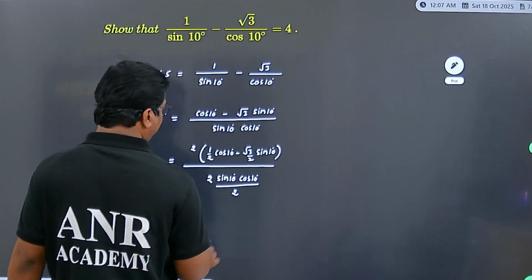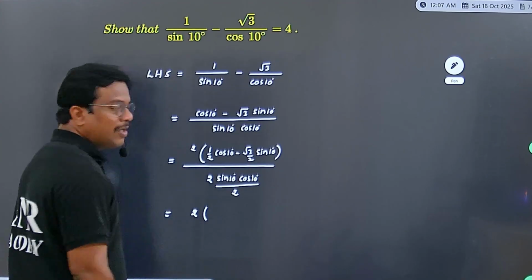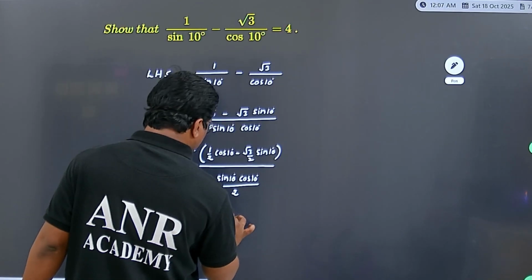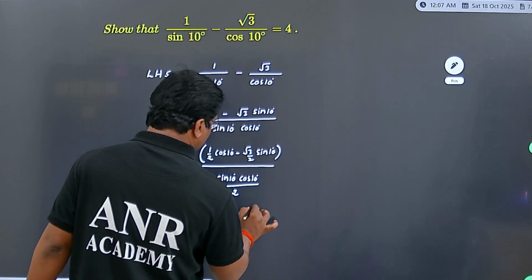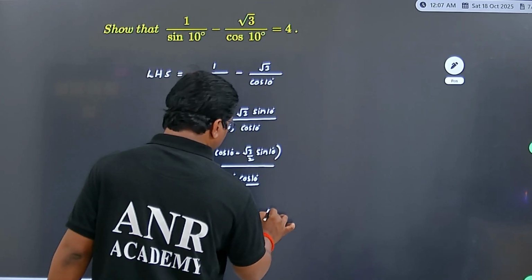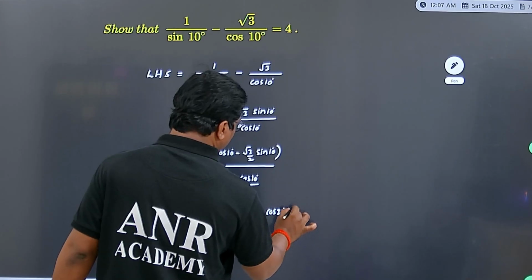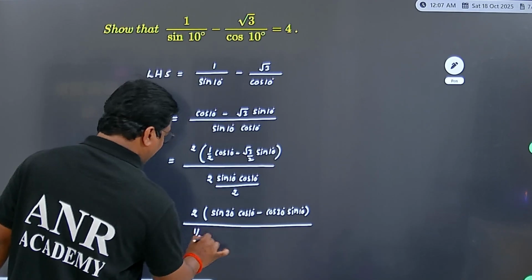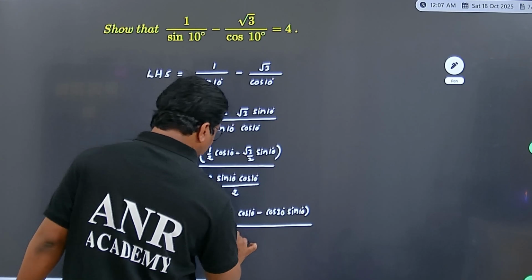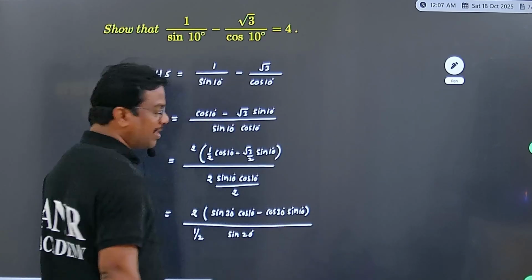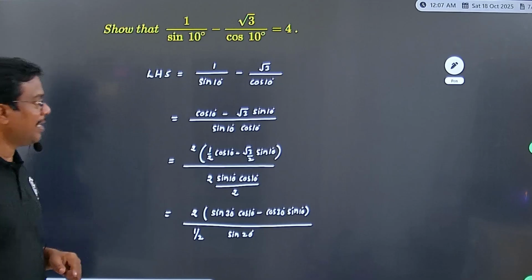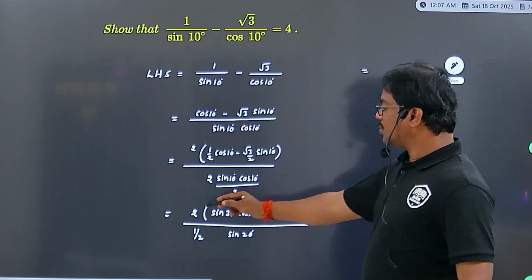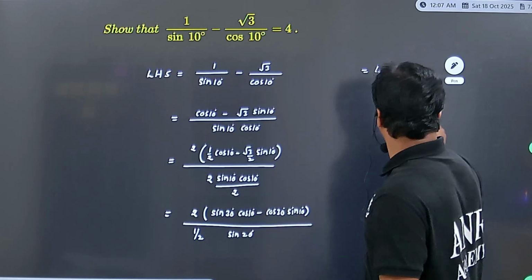That is 2 into 1 by 2 written as sine of 30 degrees, next cos 10. Root 3 by 2 written as cos 30 degrees, and then sine 10 degrees, whole divided by 1 by 2 here. 2 sine 10 cos 10 is written as sine 20 degrees. Why? Because sine 2 theta is written as 2 sine theta cos theta. Next, this is equal to 2 divided by 1 by 2, value 4.